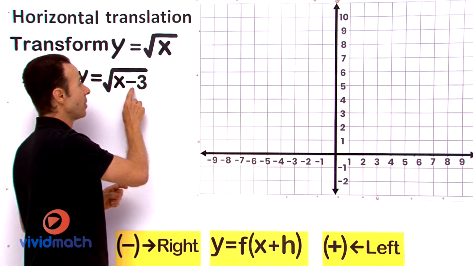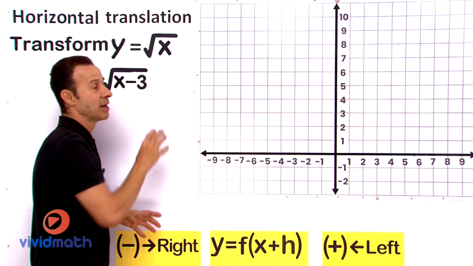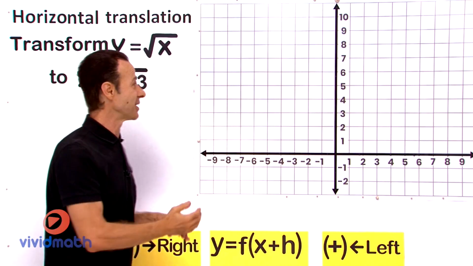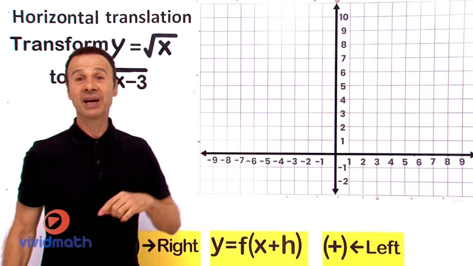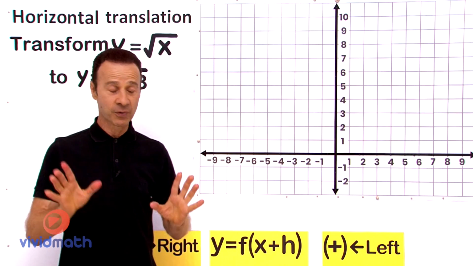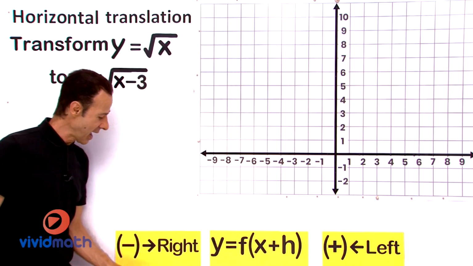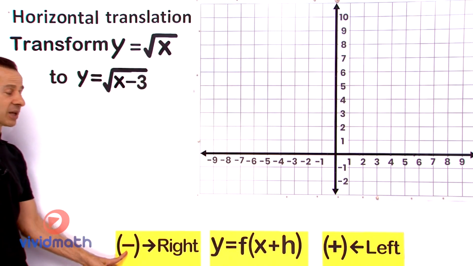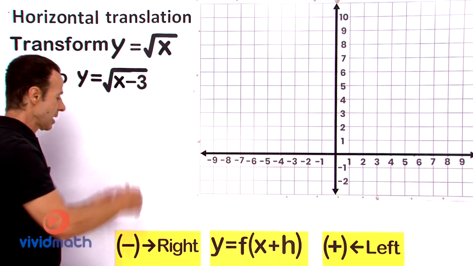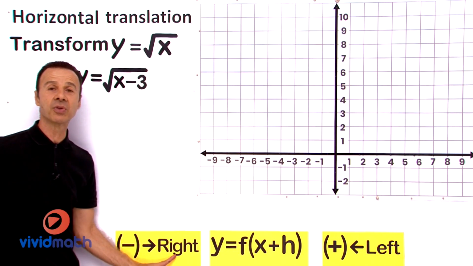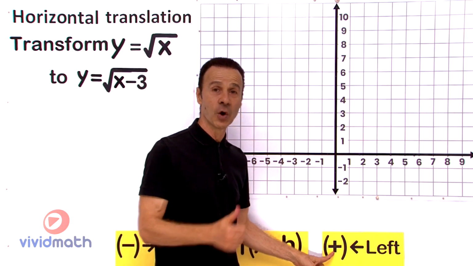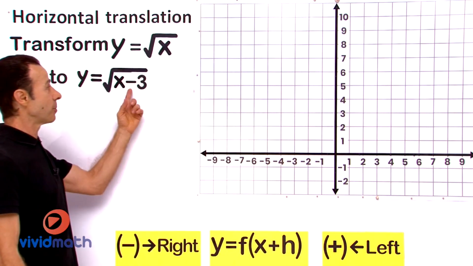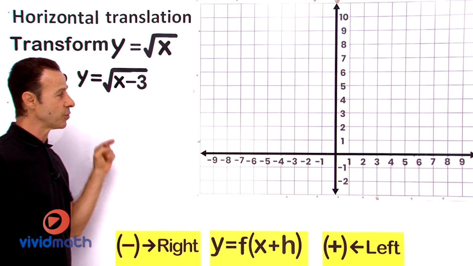Now, if I had the minus 3 outside the square root sign, then it would be a vertical translation. But it's inside the function, that's a minus 3. Notice that it's a minus 3, so it's going to have the opposite direction. For example, if we have a negative inside brackets or inside the function, as we do here, a negative means we're going to be moving to the right. And the opposite again, if it's a positive, we're moving to the left.